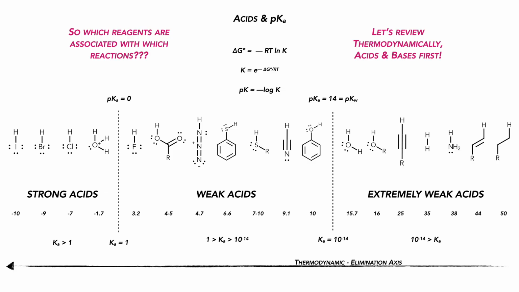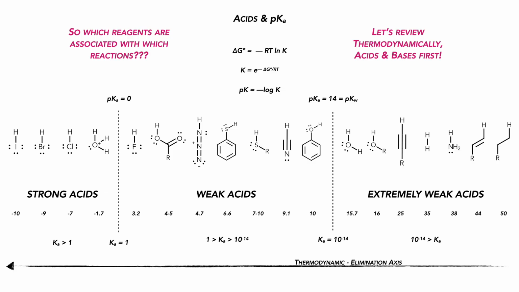Strong acids live on the far end of this axis because their conjugate bases are exceptionally stable. Weak acids populate the middle, and extremely weak acids, like alkanes or amines, live on the far right. This entire axis is a thermodynamic one. Stable conjugate bases equal strong acids, and those stable conjugate bases make great leaving groups.